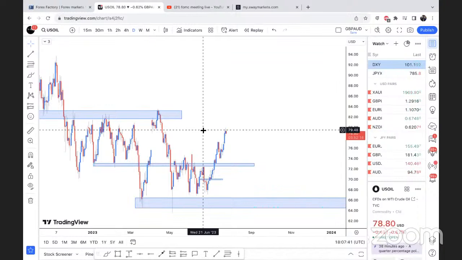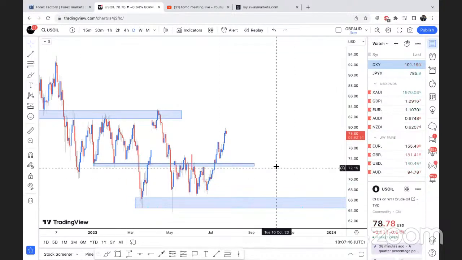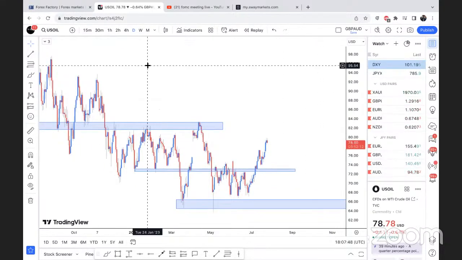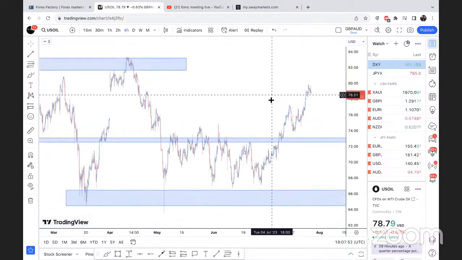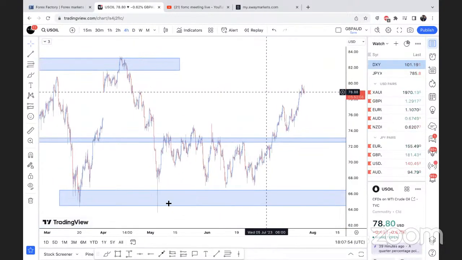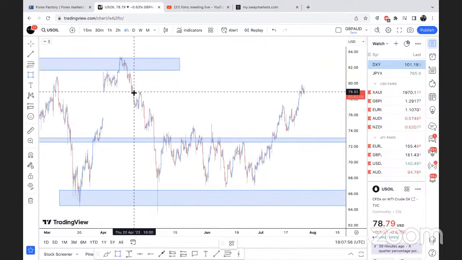Oil is also something that tends to trade opposite of the dollar. So I look at certain correlations. You know, we got oil. We had a big move up. All right. It slightly broke above this level.